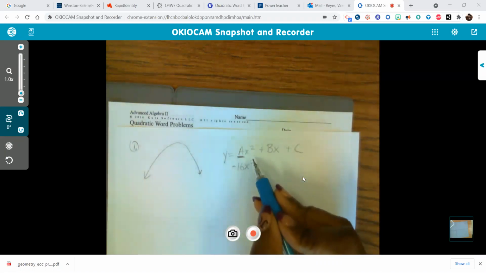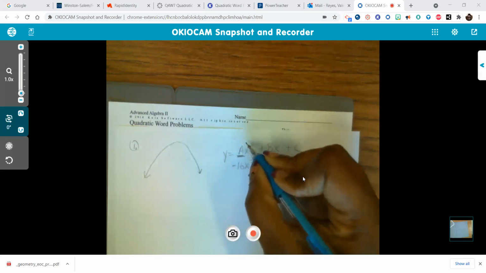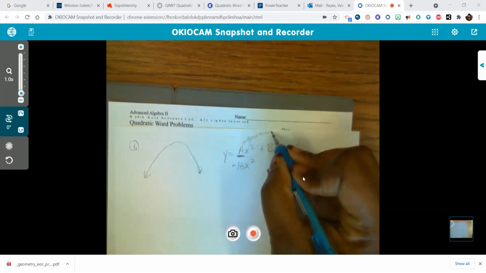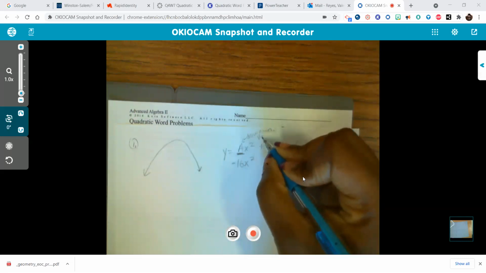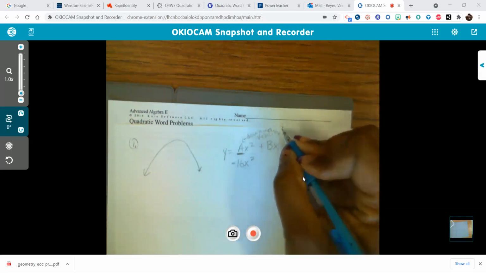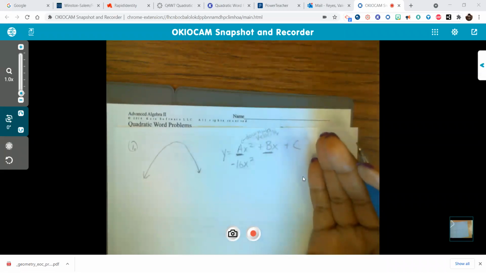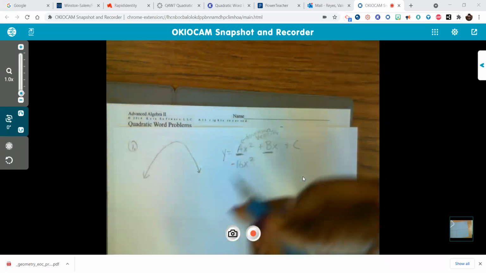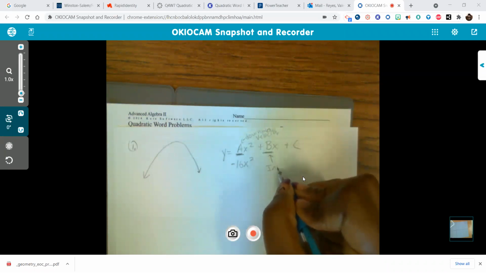So in any of these realistic word problems, you're going to see this a lot. -16x squared. This is my downward velocity. And I'm going to write this in, downward. The fact that it is a -16 lets you know right there, this is my downward velocity. Okay. Now this b term right here, this is my initial speed or my initial velocity, okay, that it takes off at. So this is my initial speed or my initial velocity, my starting speed.